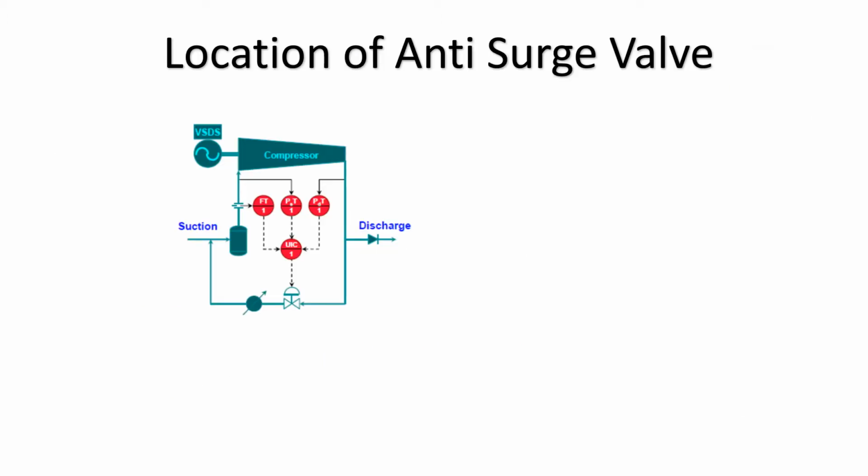So the location of the anti-surge control valve is also very important. While locating the control valve, we should note that the thumb rule is to keep the volume between the discharge flange of the compressor and the valve as minimum. So we can consider this portion as the volume of the fluid. So this volume we want to keep minimum. So eventually we want to keep the valve as close as possible to the discharge flange.